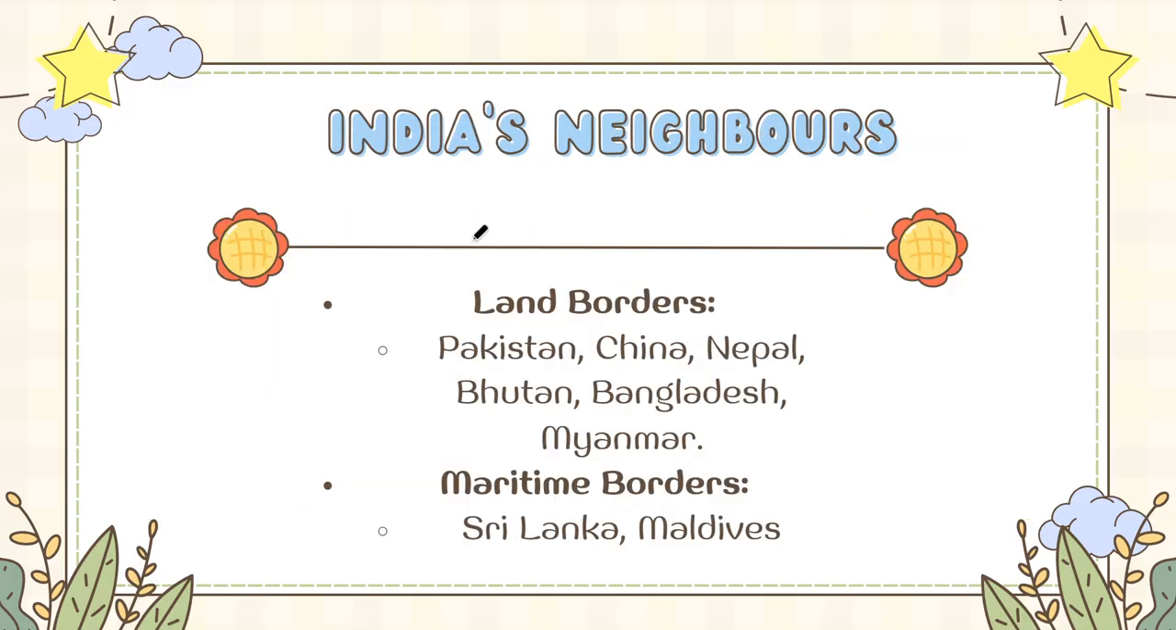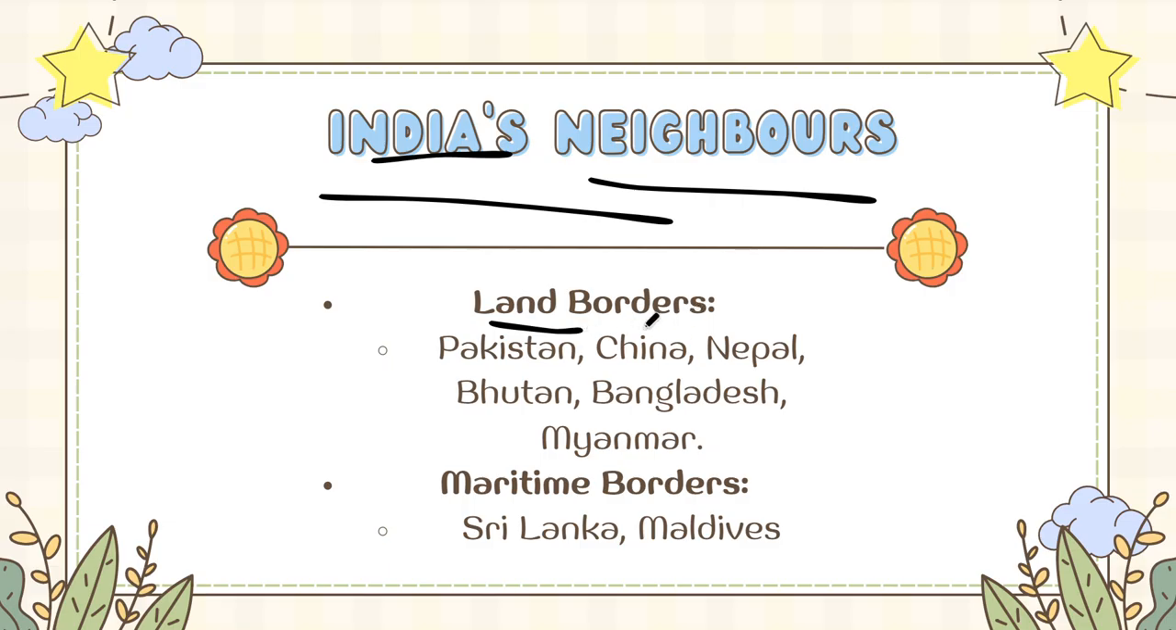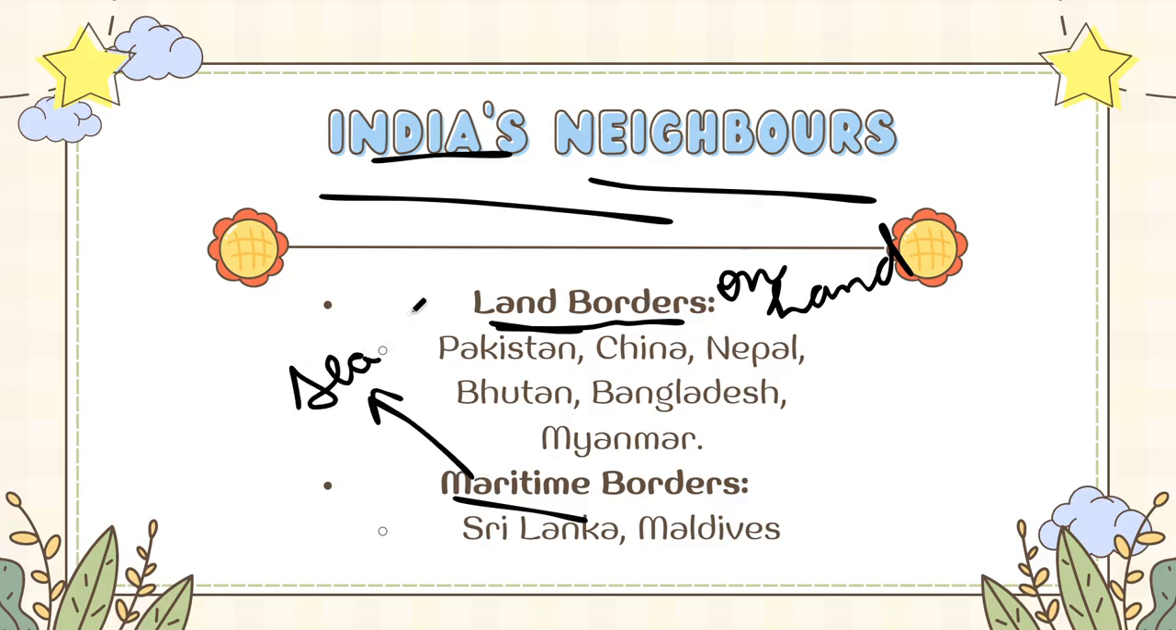India's neighbors. When we casually want some tea powder or coffee powder, we go to our neighbors and ask them. You will not ask, but some people do. Like that, India also has some neighbors, but we will not ask anything. Land borders, children, are on land. Maritime borders, children, are on sea.